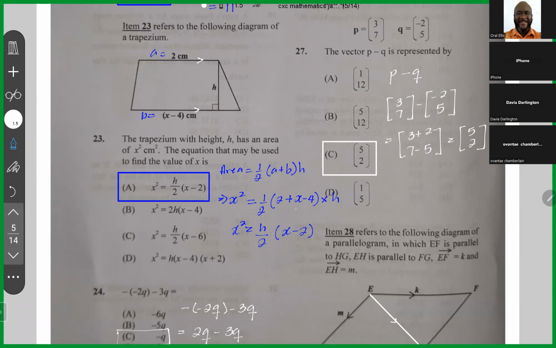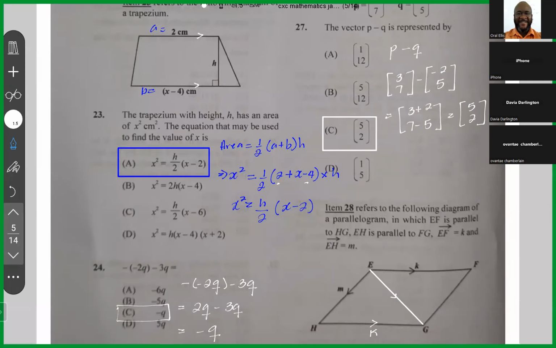So we have what? 2 minus 4 is minus 2. So what we have inside the bracket is x minus 2. The h at the back can come to the front. So the area, which is x squared, is h over 2 multiplied by x minus 2. That is another one to look over again to ensure that you never get it wrong.